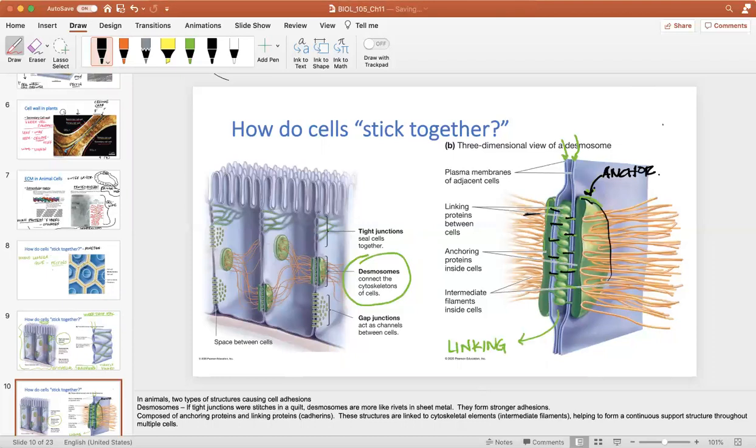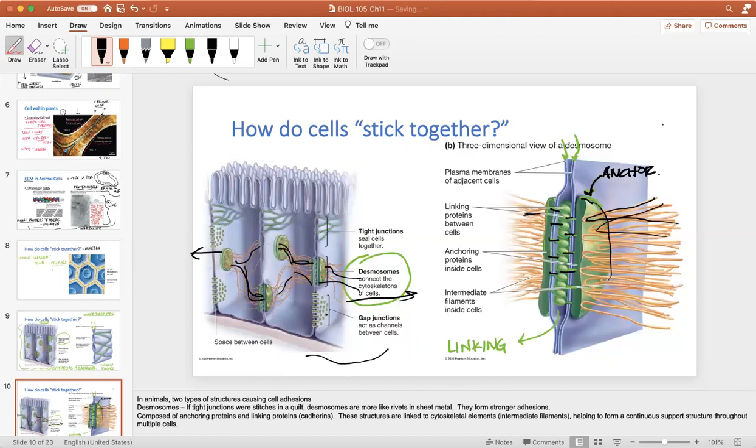Now, the interesting thing about these anchor proteins and linking proteins is that these anchor proteins are attached often to the cytoskeleton of each cell, okay? So can you see here that the cytoskeleton here is attached to the cytoskeleton here. So if you tug on this tissue in this direction, all these cells are going to follow. And if you tug on this tissue in this direction, all these cells are going to follow because they're linked together, aren't they? Kind of like you've strung them together with a string. All right. So this forms a continuous support structure throughout multiple cells.